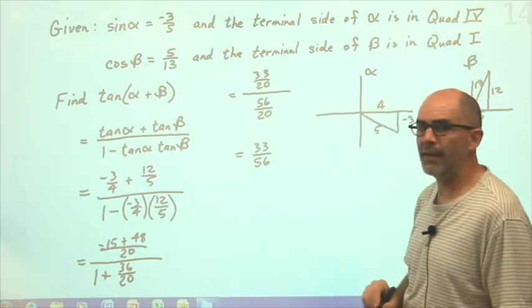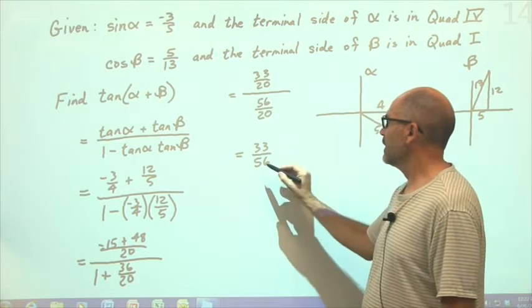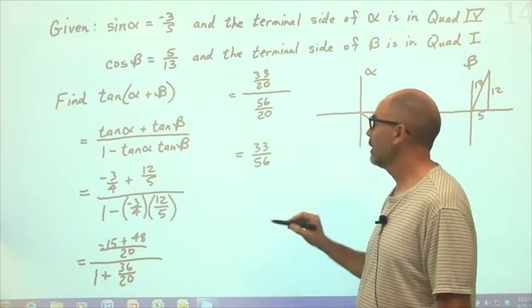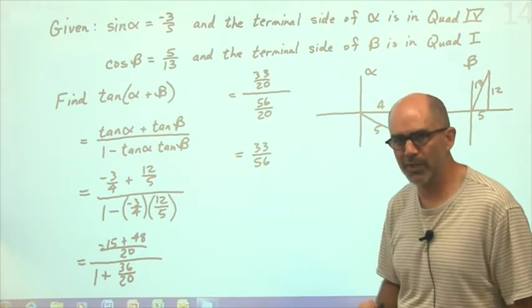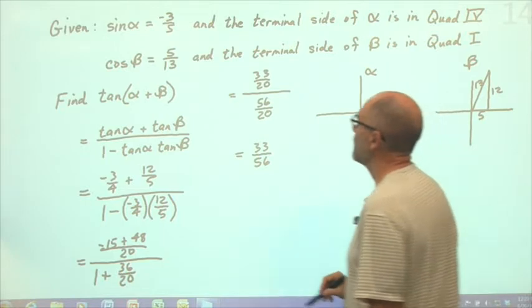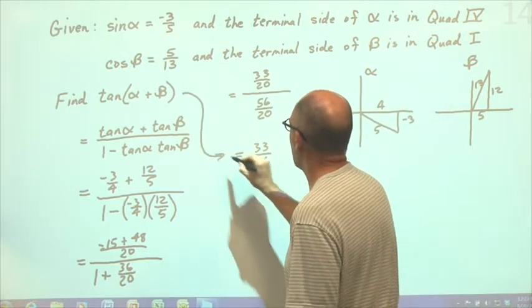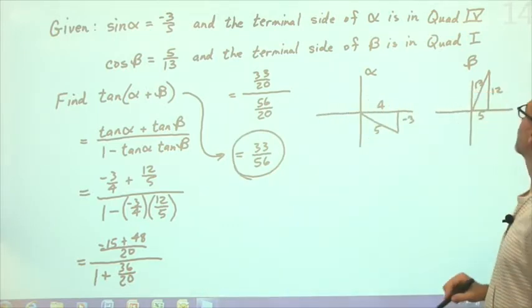Can we reduce that? Well, 33 is 3 times 11. 56 is 7 times 8, which is 7 times 2 times 2 times 2. So there are no matches. So 33 and 56 are mutually prime. So that means tangent of alpha plus beta equals 33 over 56.